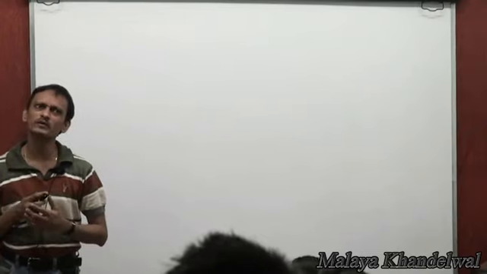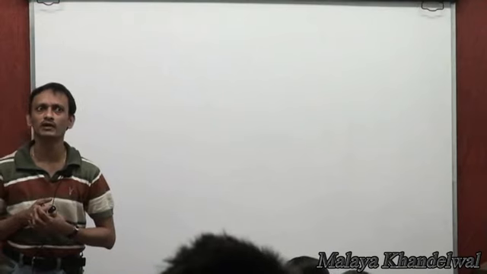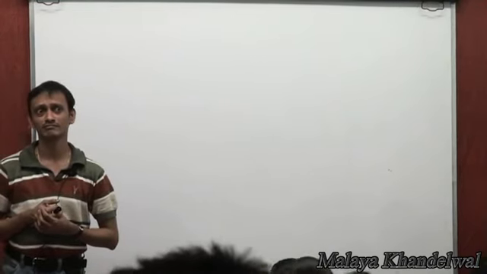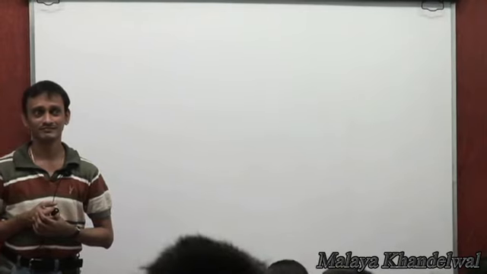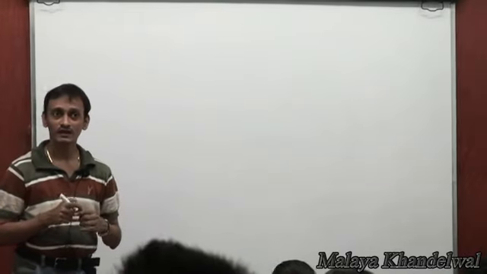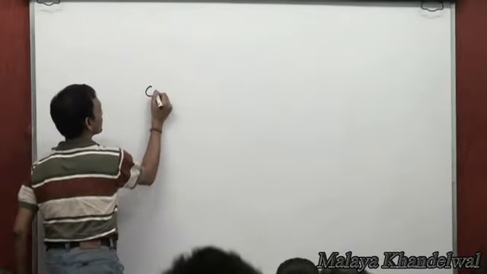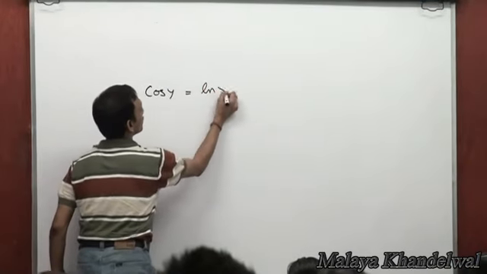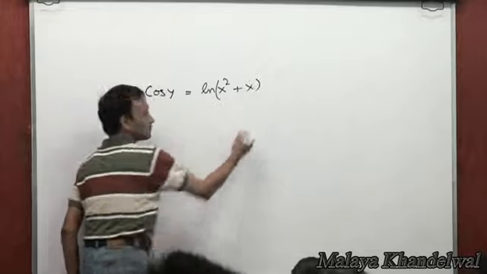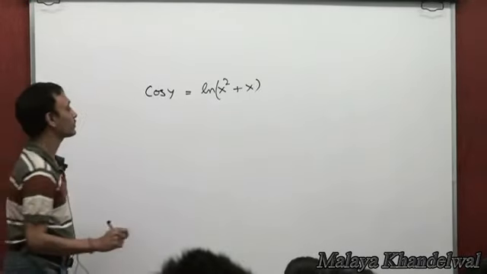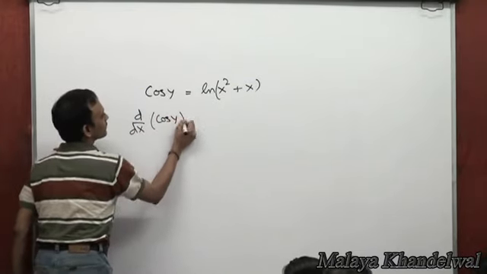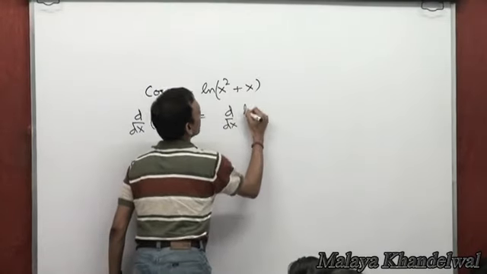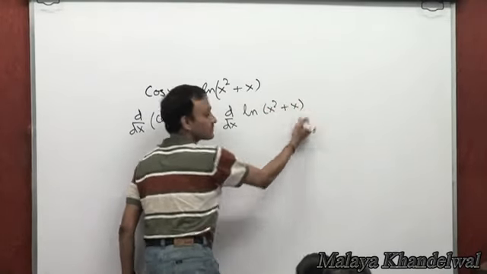Differentiating cos y with respect to e to the power x. I never differentiated cos y with respect to e power x. Cos y equals ln of x squared plus x. If I want to find dy/dx here, right? So sit down. d/dx of cos y is d/dx of ln of x squared plus x, right?